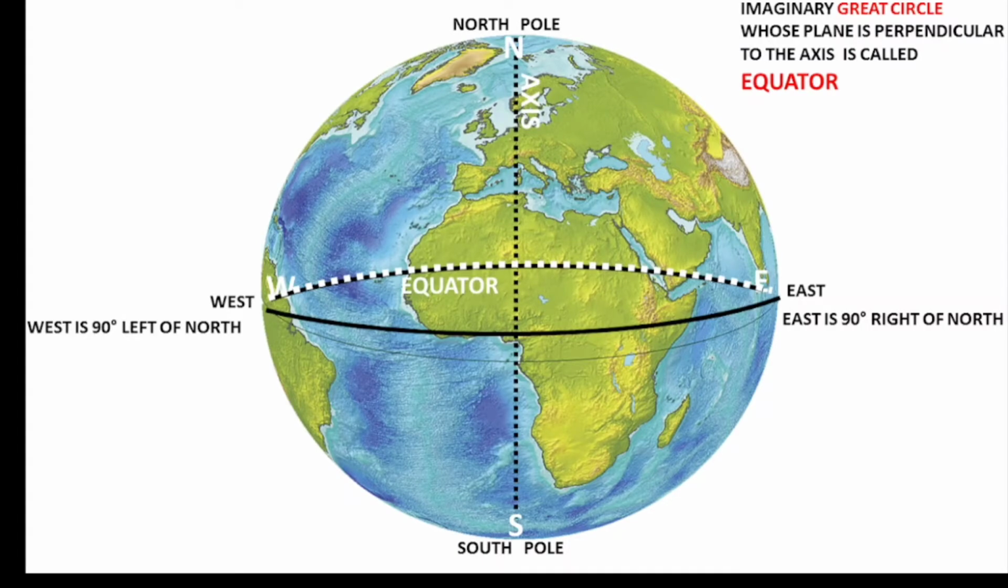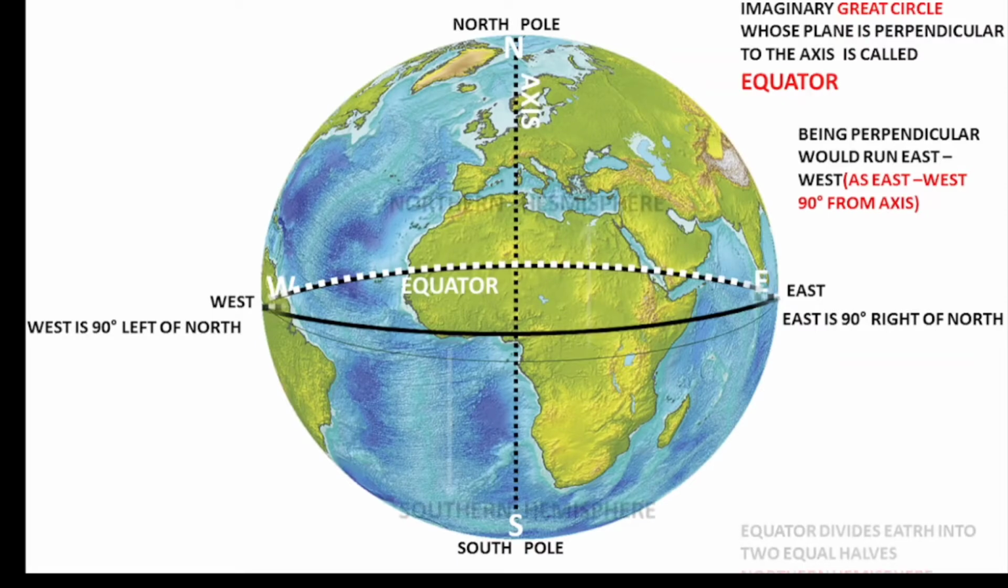And when we discussed great circle, we said that there is only one great circle possible whose plane will be perpendicular to the axis. So though we can draw any number of great circles between two points on the extreme ends of a sphere, only one circle would be perpendicular to the axis, and that is the equator. Now, being perpendicular, that means it's 90 degrees, and 90 degrees to the poles is east and west. So that means the equator should be running east and west.